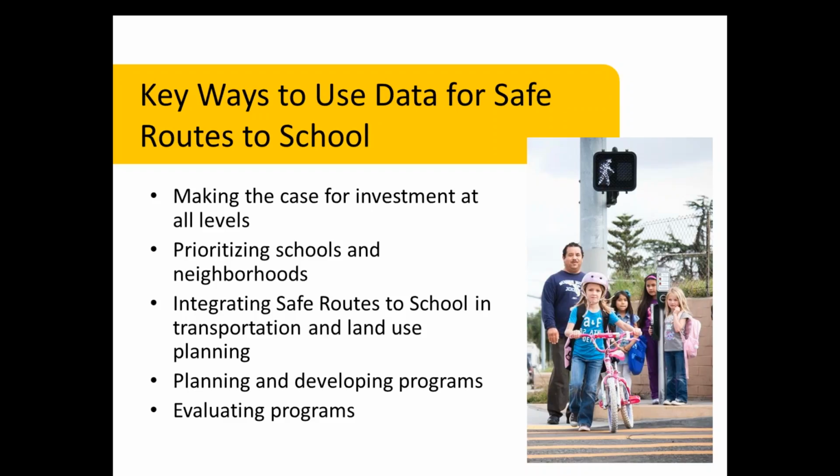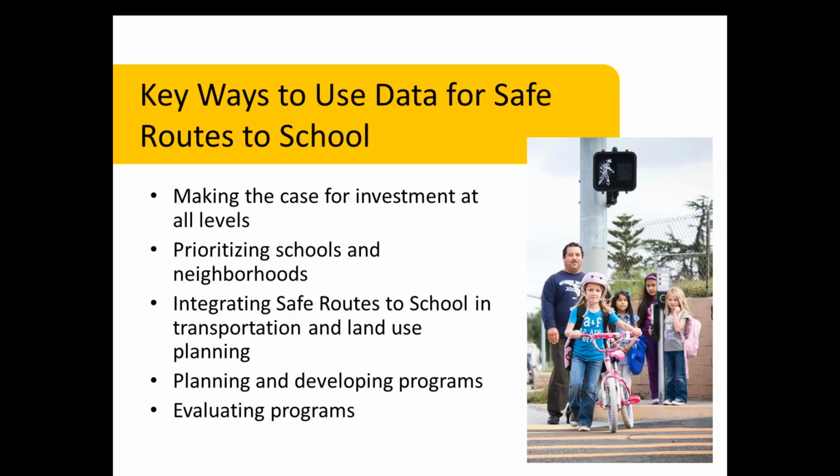Third is integrating Safe Routes to School in transportation and land use planning. Data on students and families and the trip to school can really help inform larger community plans, whether they be bicycle, pedestrian, or transportation plans, or plans for siting schools, making sure that Safe Routes to School is integrated into the information feeding into these plans.